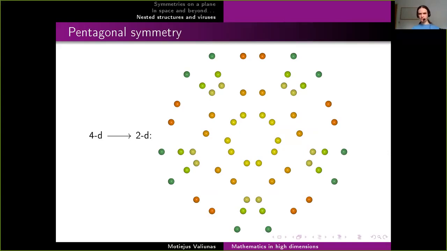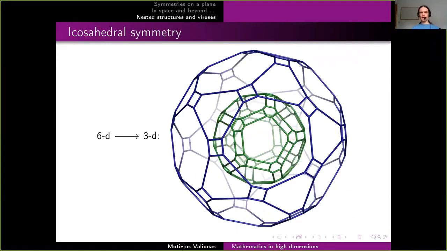So that's how you can get something with symmetries of a pentagon. What about higher dimensions? Here we can use the same techniques to see something that has symmetries of an icosahedron. So these two polyhedra that you can see here, again, have a sort of nested structure. You have one on the outside and one on the inside.